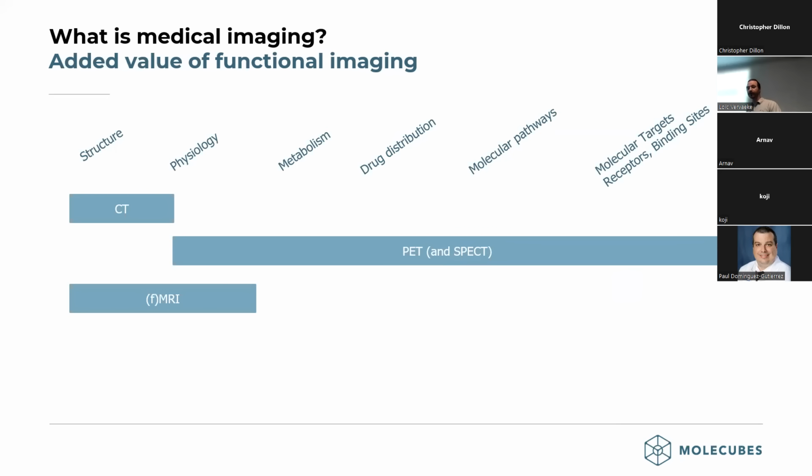The added value, as I mentioned, beyond the CT, where you first have the structure and physiology of the animal, is really with PET and SPECT, where you can go into the metabolism, the drug distribution of a novel compound, molecular pathways, also molecular targets, receptors, and binding sites, and not only visualize these processes, but really quantify them at a very accurate level.